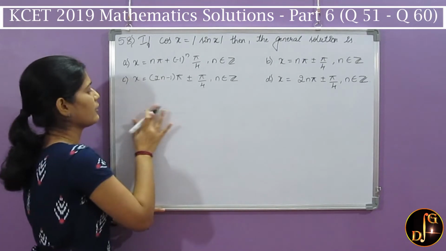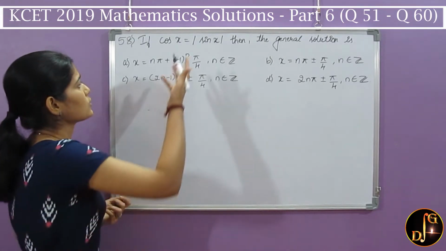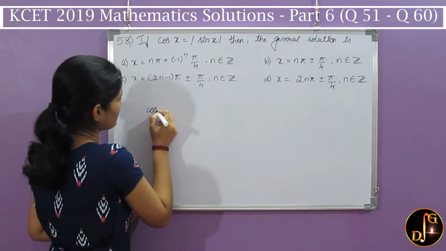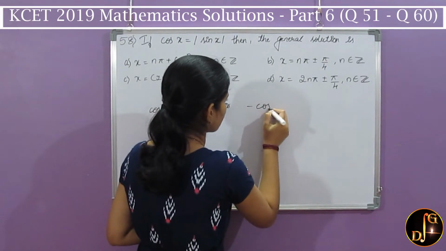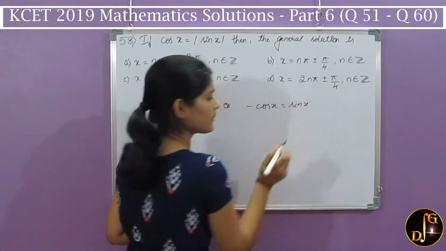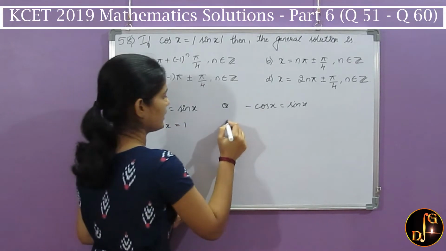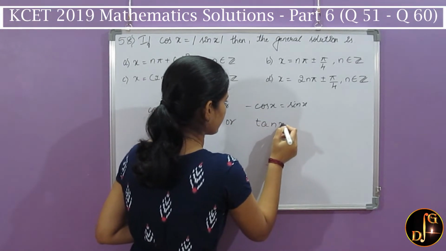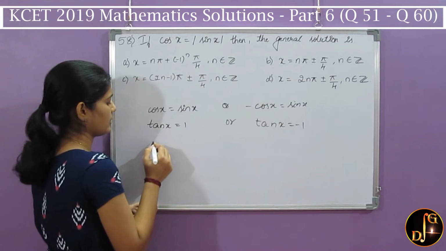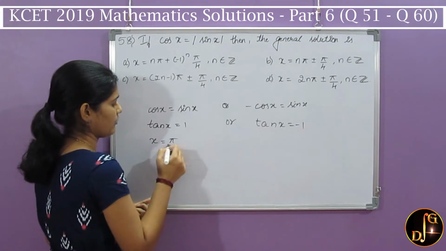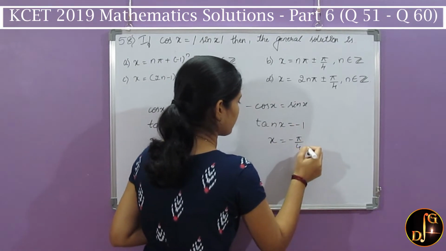How to solve this? If we have x is equal to mod a, then a is equal to minus x or a is equal to plus x. So similarly, it will be cos x is equal to sin x or minus cos x is equal to sin x, right? If we divide by sin x, then we will get tan x is equal to 1 or tan x is equal to minus 1. Tan x is equal to 1 means we know that x is pi by 4. Tan x is equal to minus 1 means x is equal to minus pi by 4.